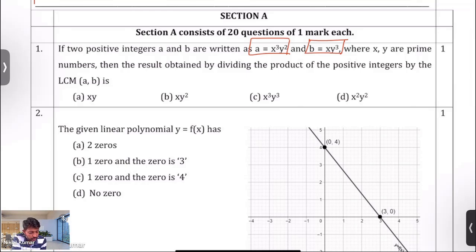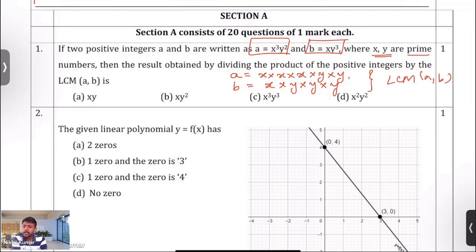It's given to us that x and y are prime numbers, so you can take a to be x into x into x into y into y, and you can take b to be x into y into y into y. Now, since a and b are written as products of their prime factors, we know how to find the LCM of a and b. Can you find out the LCM of a and b? Let's see what the LCM is going to be.